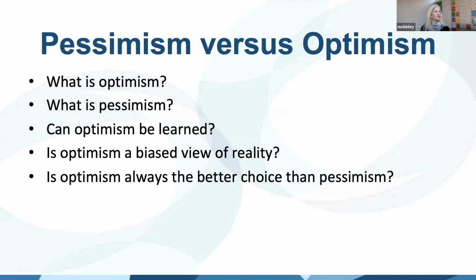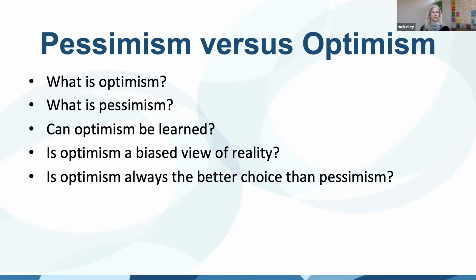So we're going to briefly go through what optimism and pessimism are in terms of a style of explaining things. And then, of course, this talk is about how optimism can be learned. Optimism is a little bit of a biased view of reality, so is optimism always the better choice? The bottom line here is that there's realistic optimism, and that's what this research on mindset tells us.